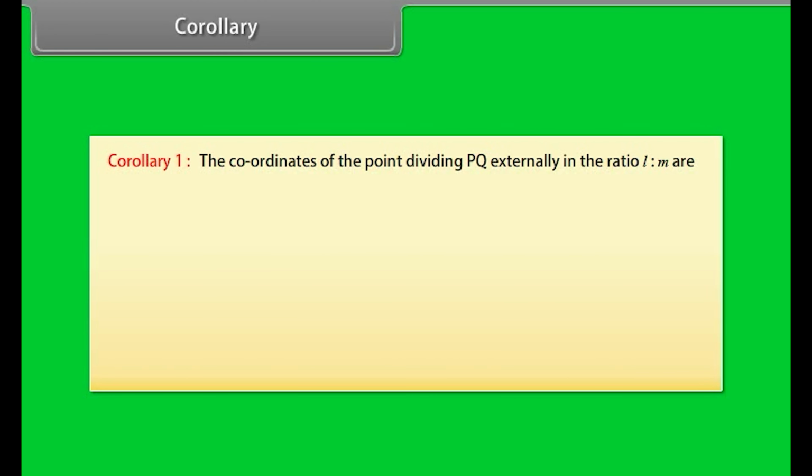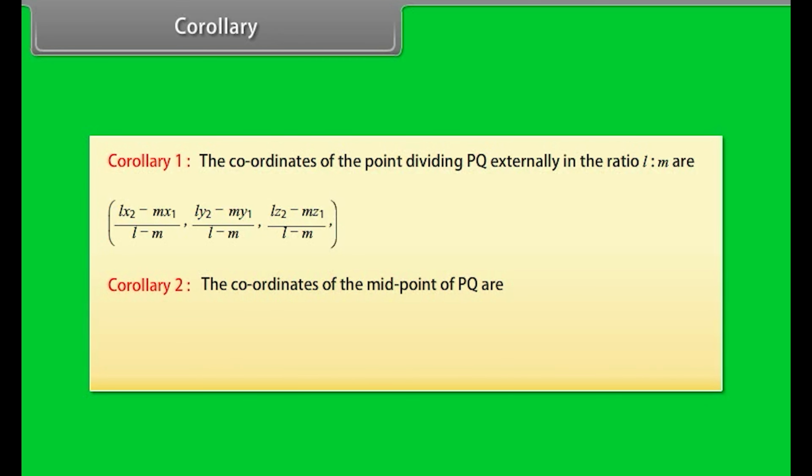The coordinates of the point dividing PQ externally in the ratio L to M are ((Lx2 minus Mx1) divided by (L minus M), (Ly2 minus My1) divided by (L minus M), (Lz2 minus Mz1) divided by (L minus M)). Corollary 2. The coordinates of the midpoint of PQ are ((x1 plus x2) by 2, (y1 plus y2) by 2, (z1 plus z2) by 2).